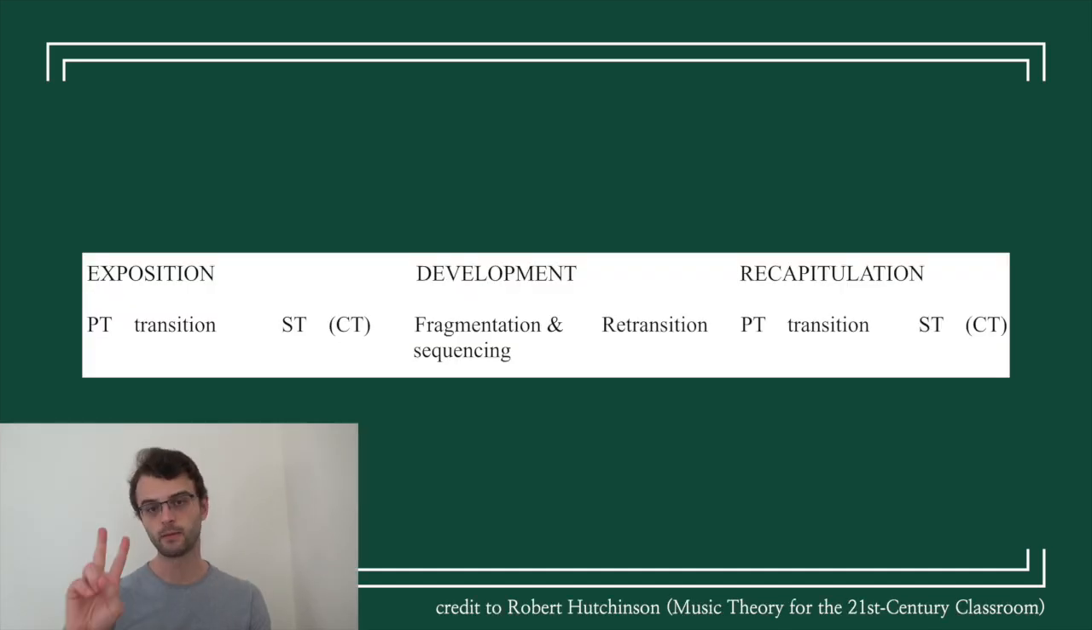The exposition is made up of two themes, two tunes. You have one tune. When that ends, there's a transitional passage of music that leads into the second tune, where the second tune is in a different key from the first tune. Then the section is often rounded off with a codetta.